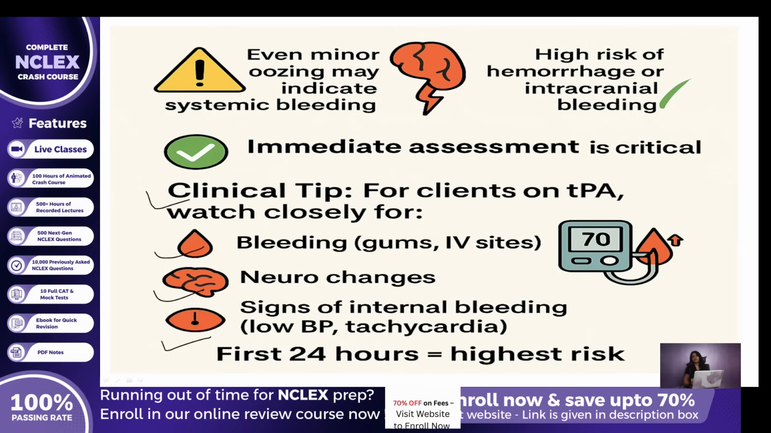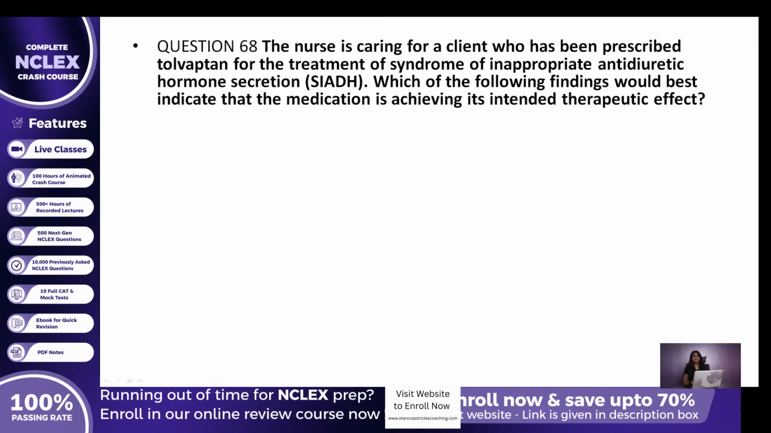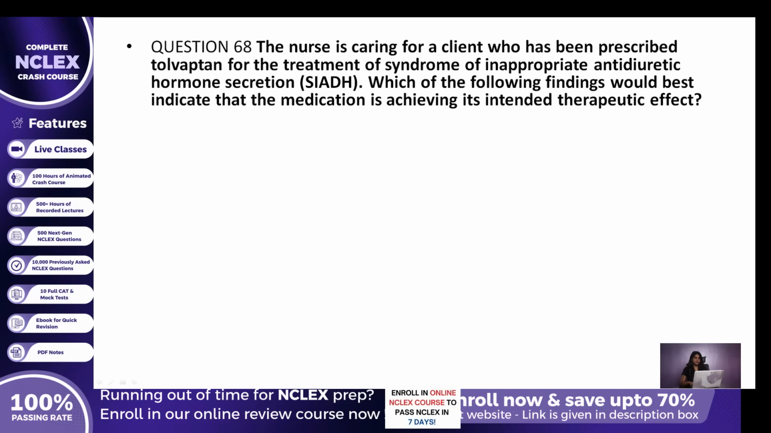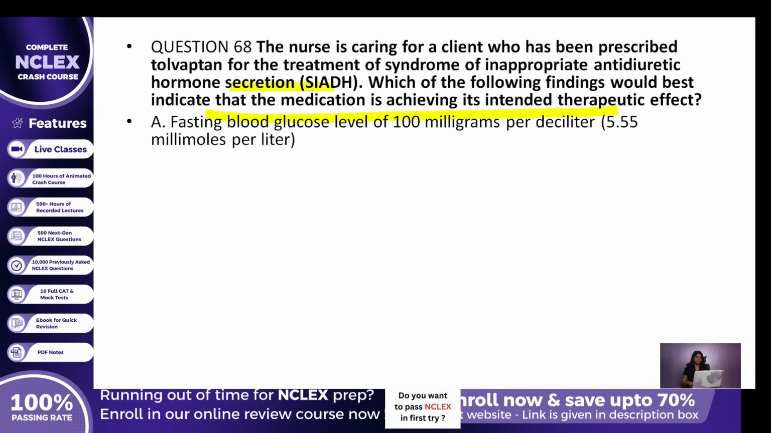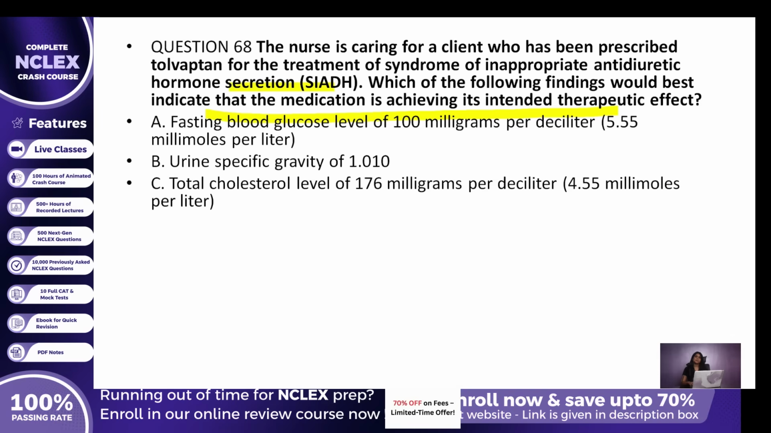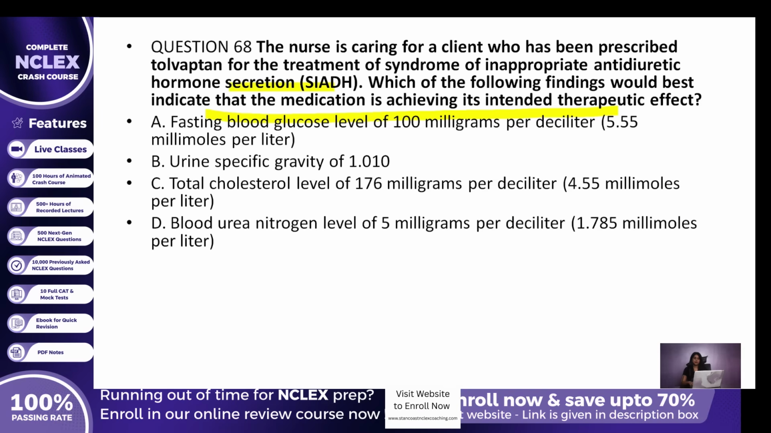Now let us focus on evaluating medication effectiveness, especially in endocrine disorders like SIADH. Question 68. The nurse is caring for a client prescribed tolvaptan for syndrome of inappropriate antidiuretic hormone secretion. Which of the following findings would best indicate that the medication is achieving its intended therapeutic effect? The options are A. Fasting blood glucose level of 100 milligrams per deciliter. B. Urine-specific gravity of 1.010. C. Total cholesterol level of 176 milligrams per deciliter. D. Blood urea nitrogen level of 5 milligrams per deciliter.